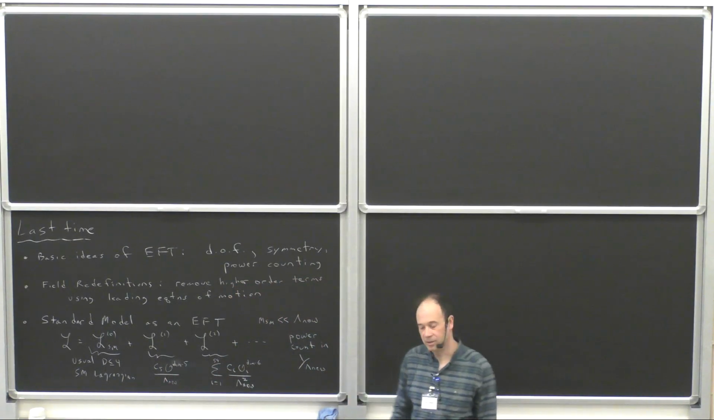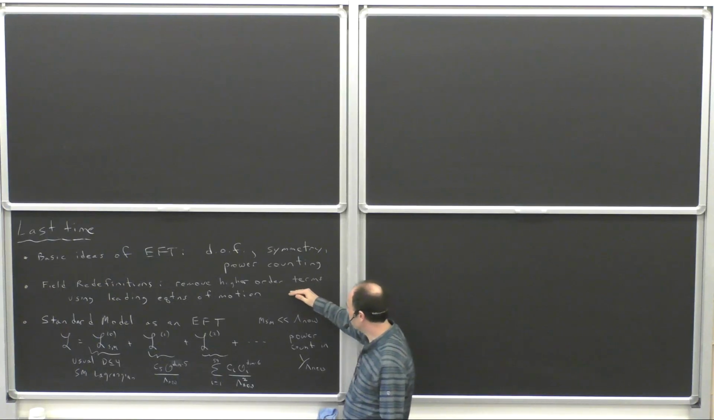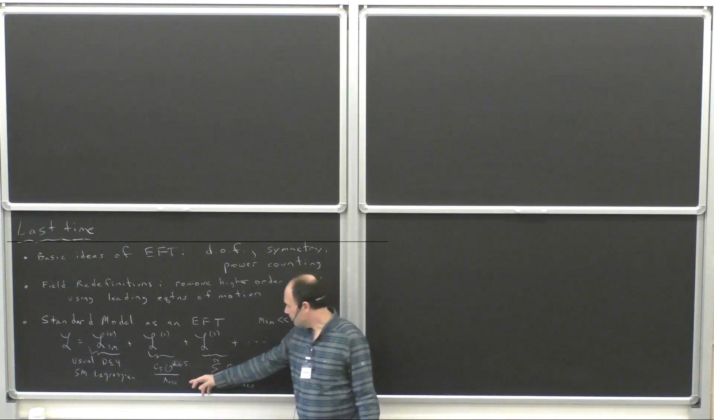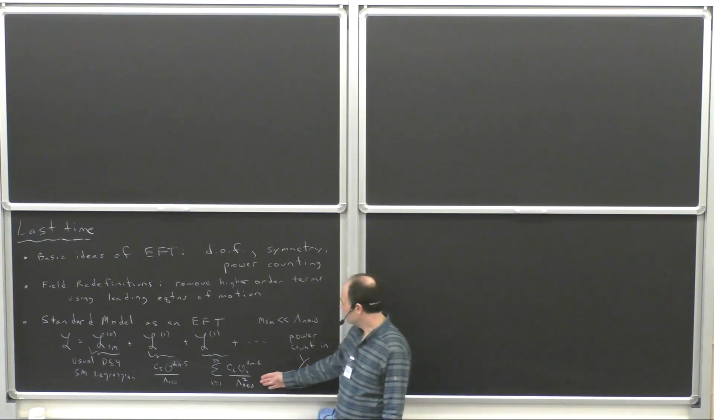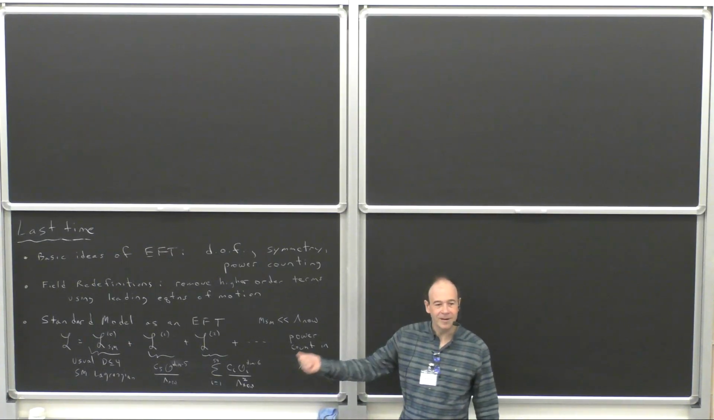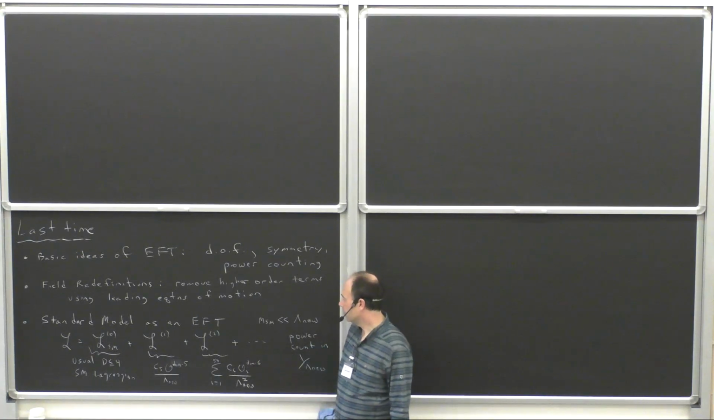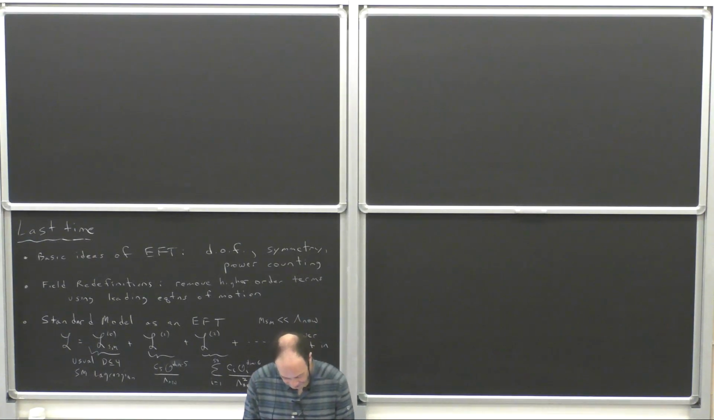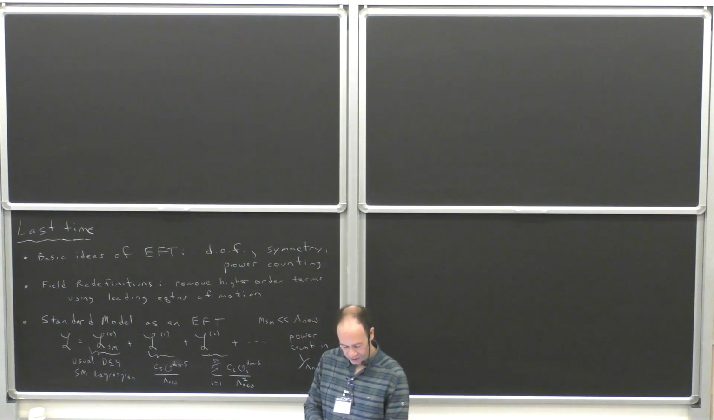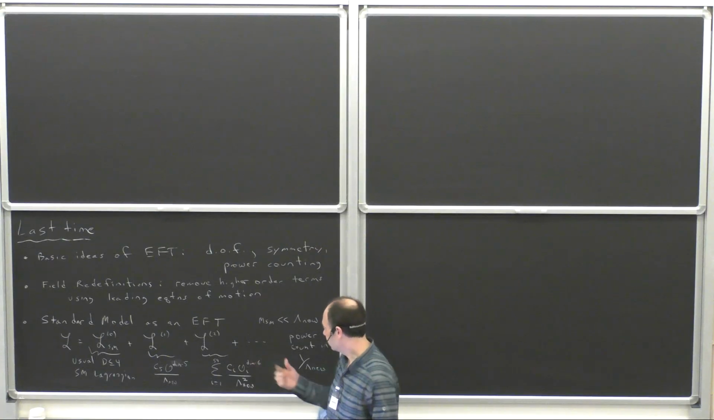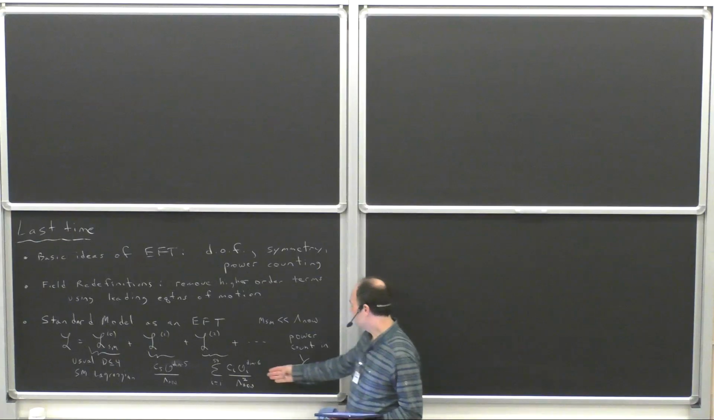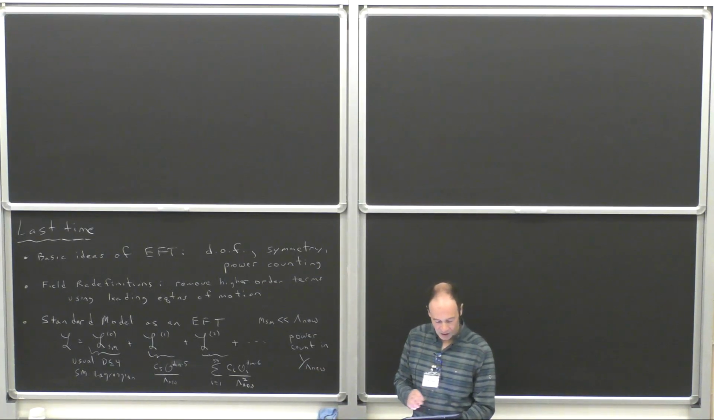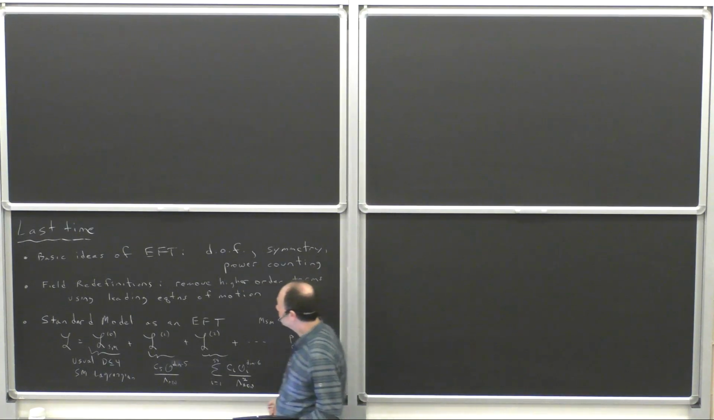We use field redefinitions to remove so-called redundant operators. In the case of dimension 5, not counting flavor, there's only one operator. In the case of dimension 6, not counting flavor indices, there's 59. We started talking about some examples of these operators last time. So I want to just start today's lecture with another example. We talked about the dimension 5 operator, which gives rise to a Majorana mass term. We talked about one example of dimension 6, which would contribute to g minus 2 of the muon. And so let me give you one more example.